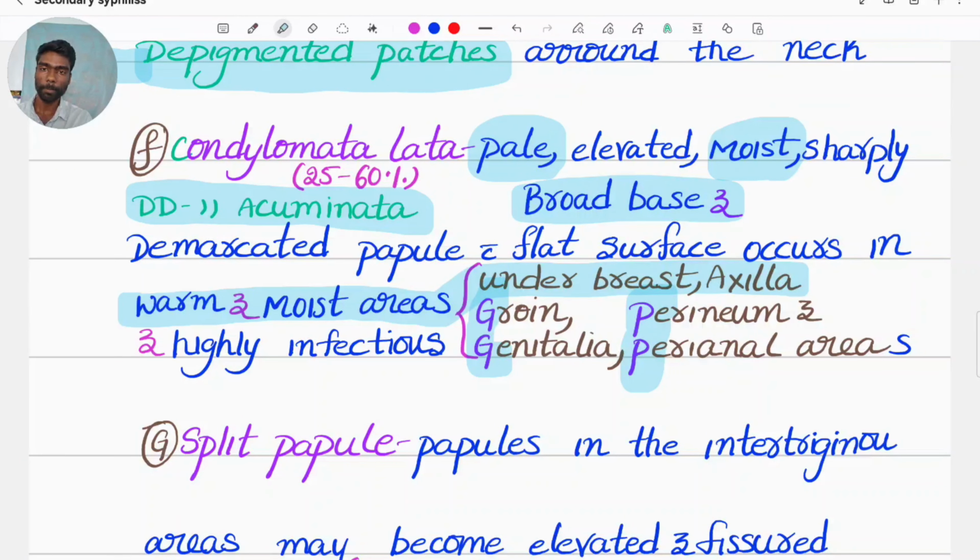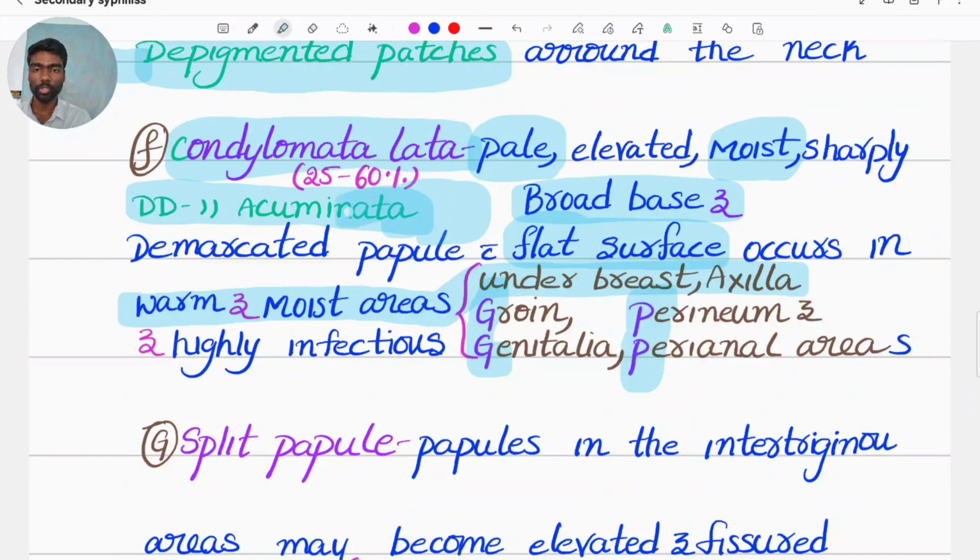We can pass a paper in between the lesion and the skin beneath it. In condylomata lata, as it is broad based, we cannot pass a paper between the lesion and the skin beneath it. Here it will have a flat surface. There in acuminata, it will be thrown into folds. Both are infectious. Here in lata, if we do dark ground microscopy, the causative organism Treponema pallidum we can appreciate. So dark ground microscopy is positive in condylomata lata, whereas it is negative in condyloma acuminata.